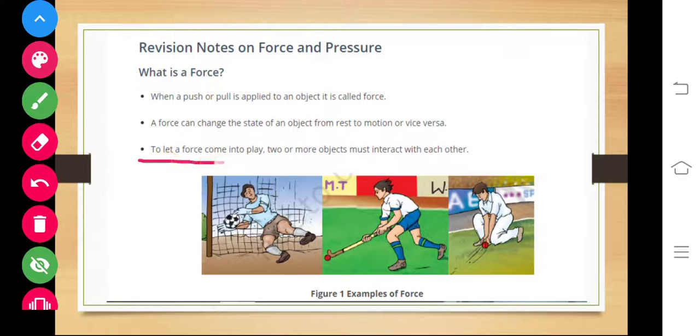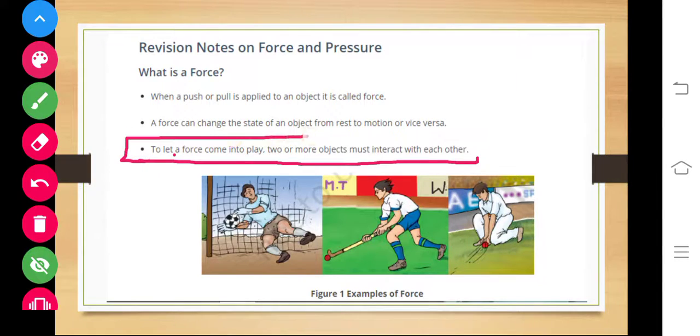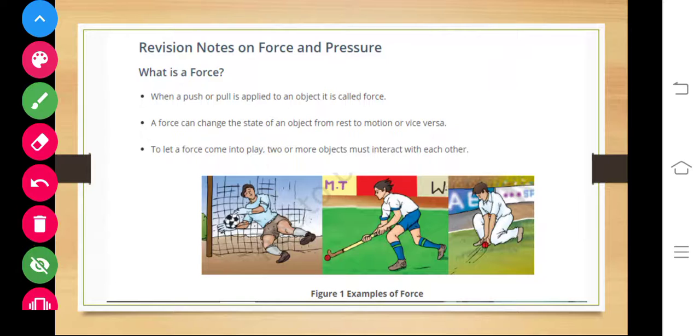For a force to come into play, two or more objects must interact with each other. This is a very, very important line which you have to keep in your mind. For a force to come into play, two or more objects must interact with each other. This is the most important thing which you have to remember. So without wasting time, let us move further.